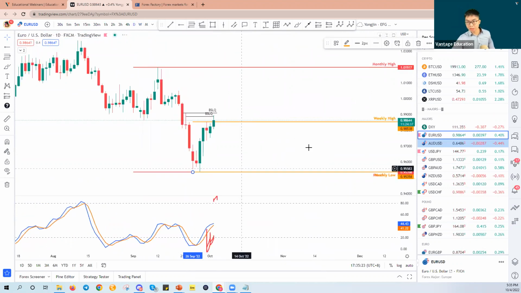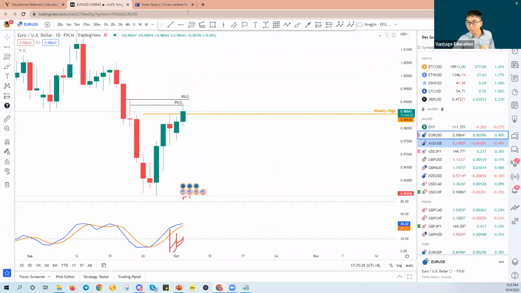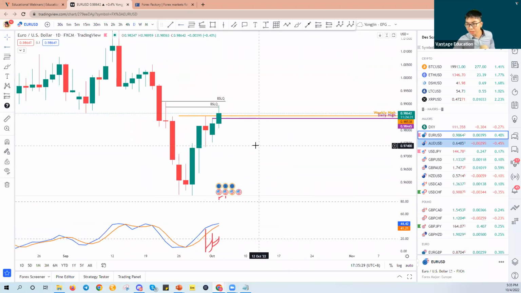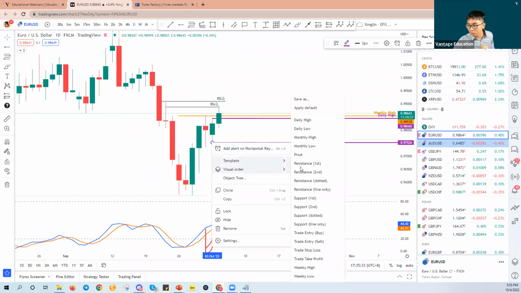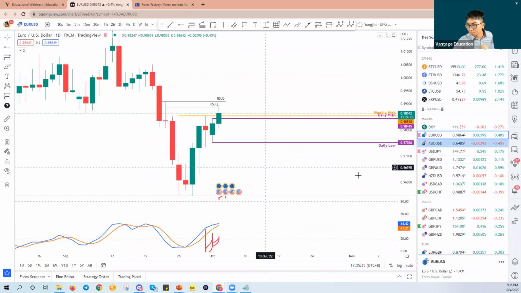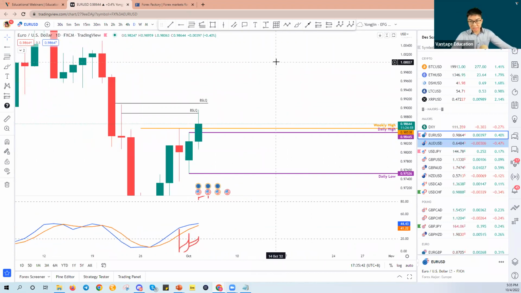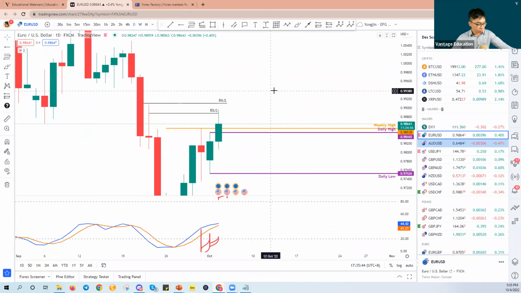Let me go to the daily. I'll mark out the previous daily high. Okay, price has already broken the previous daily high and the daily low. Okay, now we have something. I want you guys to kind of guess, what am I looking at? Where am I aiming for?